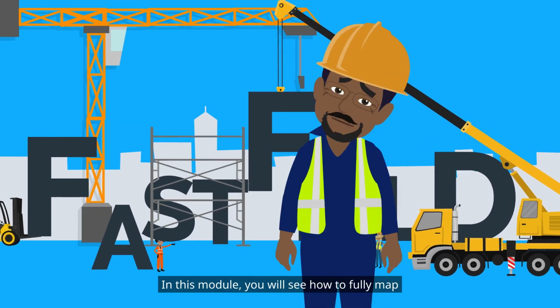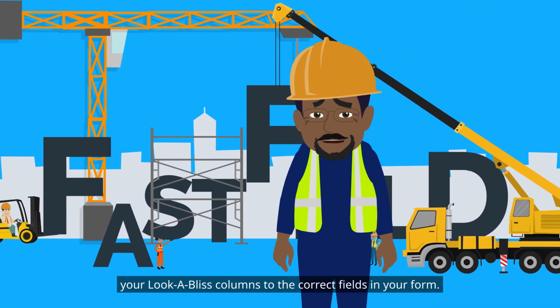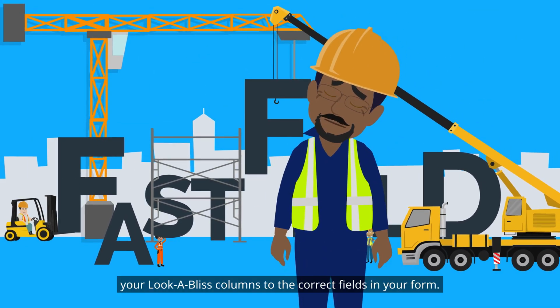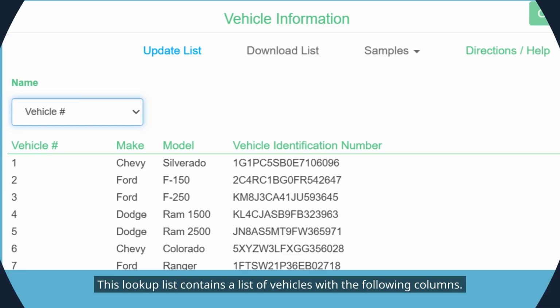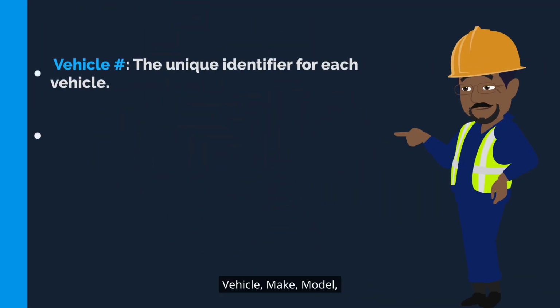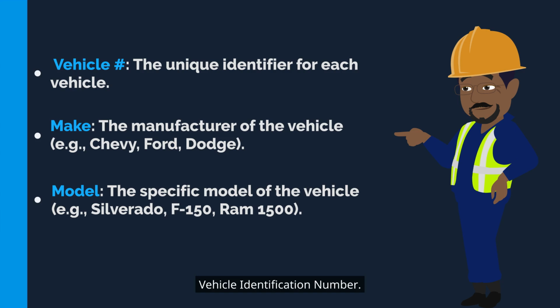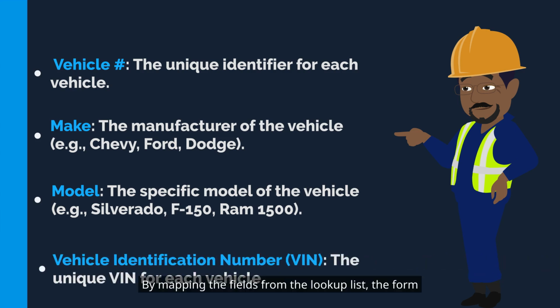Hi there. In this module, you will see how to fully map your lookup list columns to the correct fields in your form. This lookup list contains a list of vehicles with the following columns: vehicle, make, model, vehicle identification number. By mapping the fields from the lookup list, the form can work as follows.